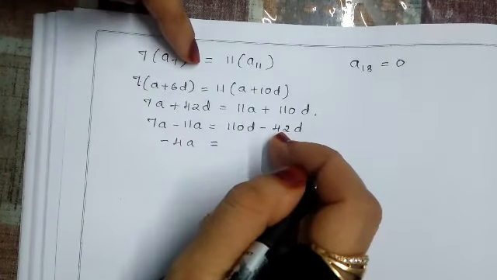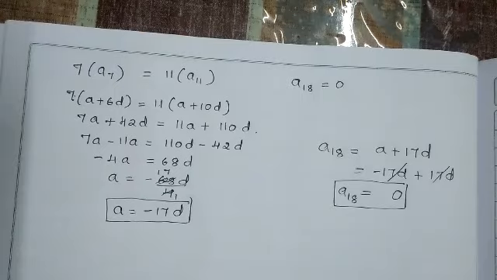Okay, what have they told? Prove that a18 is equal to 0. So a18 is a plus 17d. The value of a we have got already, minus 17d. We have plus 17d. Minus 17d plus 17d is 0. We proved a18 is equal to 0. Right? We proved the answer.